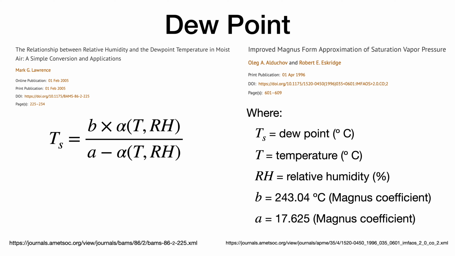Now that funky little bit that says alpha brackets T comma RH, that actually resolves to this, which is the natural log of the relative humidity divided by 100 plus A, which is 17.625, multiplied by the temperature T, divided by B, which is the 243.04, plus the temperature. So what you do is you resolve for that part of the equation first, and then you plug it back into the top bit, and that will give you a dew point.